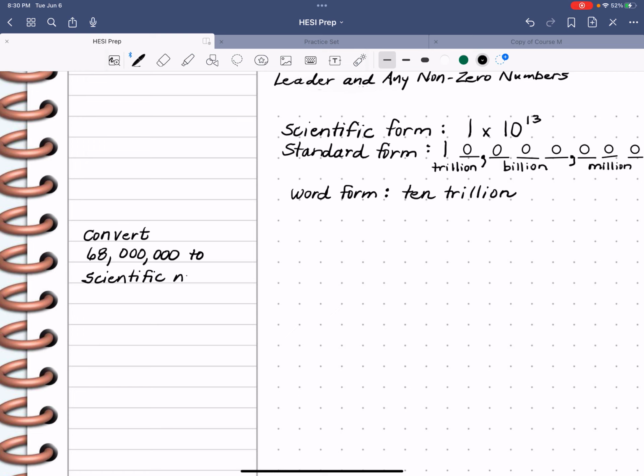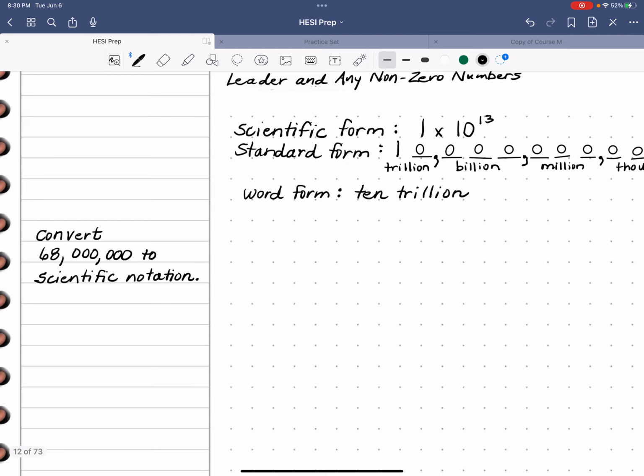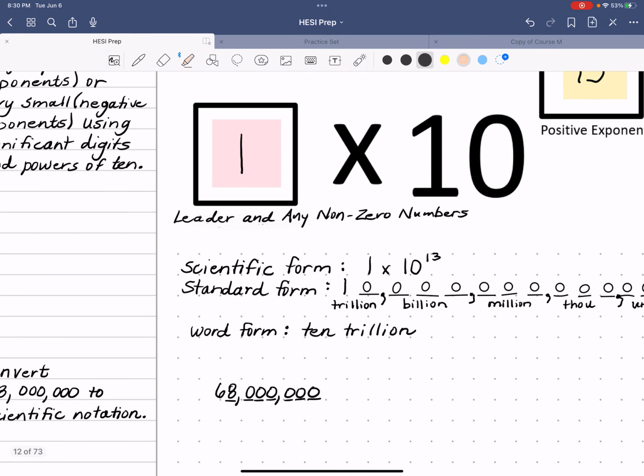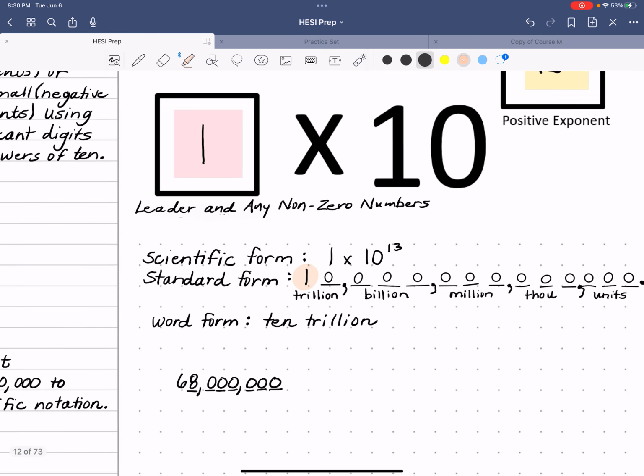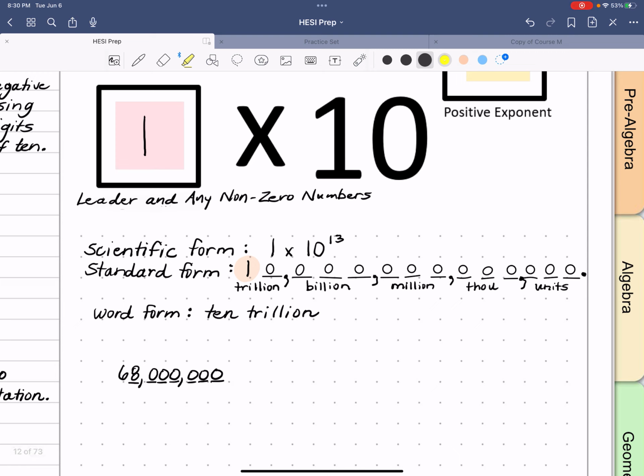So we're going the other way this time. All right, so we have 68 million. Let's write that down. And we're going to just undo what we did. So we did 1, 2, 3, 4, 5, 6, 7. We did not underline the leader up here. Remember that pink number just comes down. The 13 is found in these numbers.